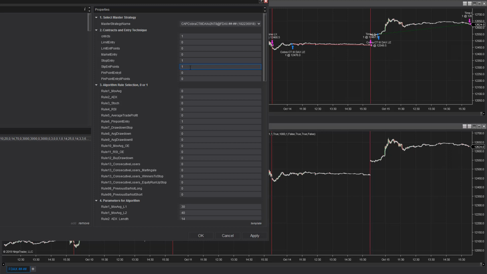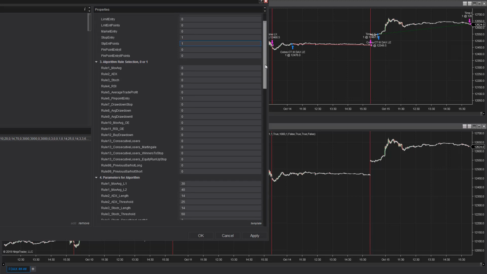The higher this number, the less trades you will get. So I recommend 1 or 2 points typically on this, depending on the range of the bar and the bar interval. We're using 1-minute bars, and so if you're using 60-minute bars, your stop points could be much greater because there is more range on a 60-minute bar.